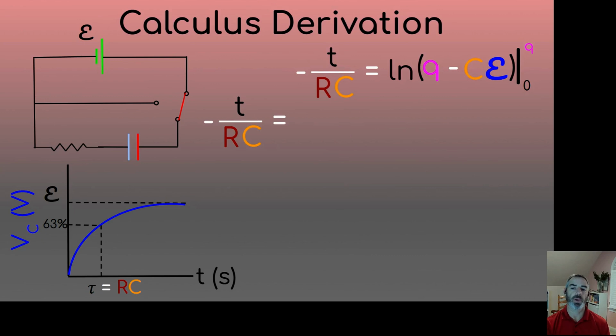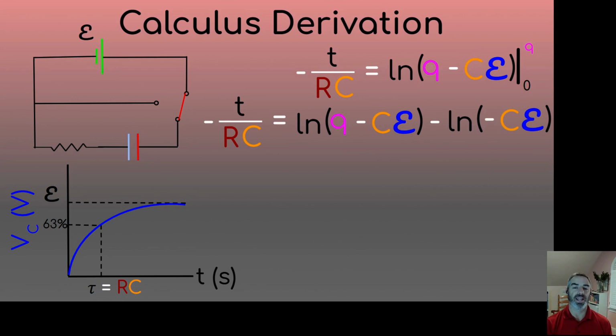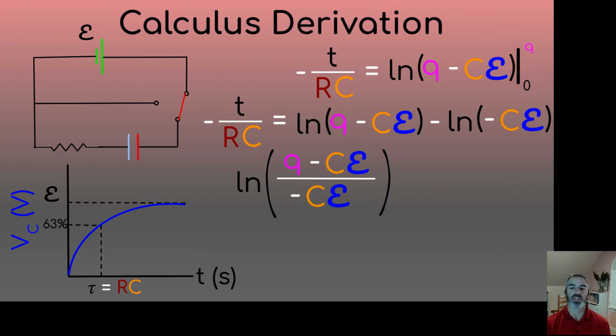So let's go ahead and evaluate. Negative t over RC, that's already been done. We get the natural log of Q minus C times E, evaluated at Q. Then we're going to subtract the 0 limit, which is just going to be the natural log of negative C times E. Now, rearranging that equation, we know our rules for natural logs. If we subtract two natural logs, it's the same thing as dividing them. So the natural log of Q minus CE over negative CE, and that value is going to equal negative t over RC.